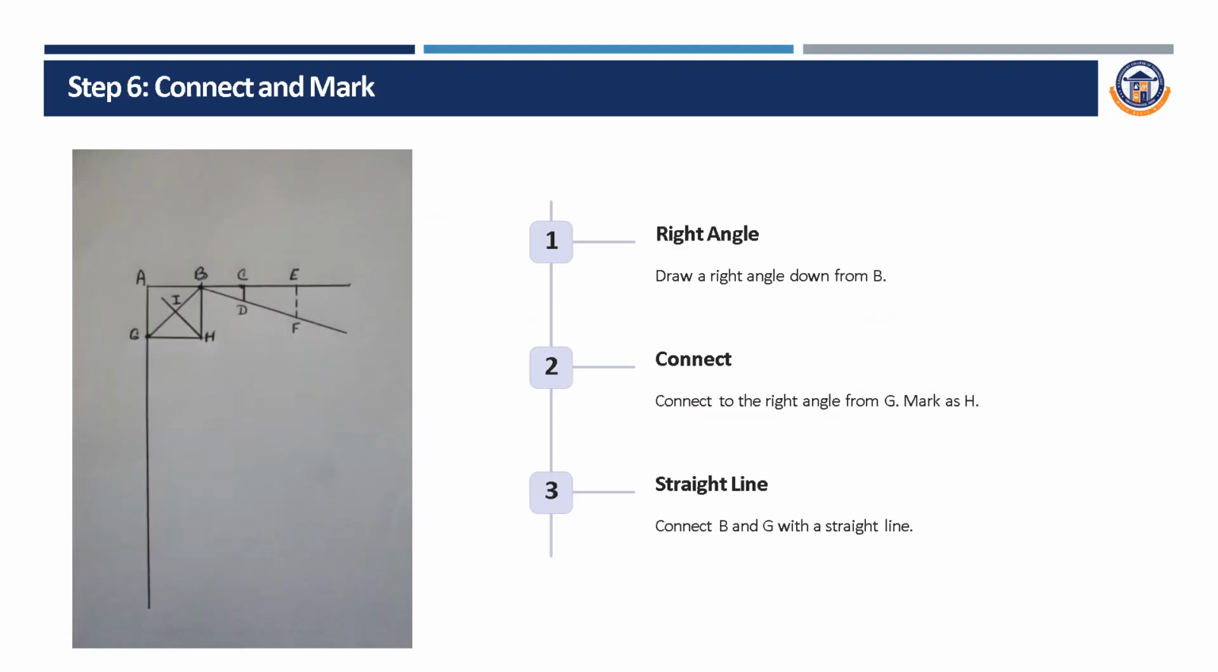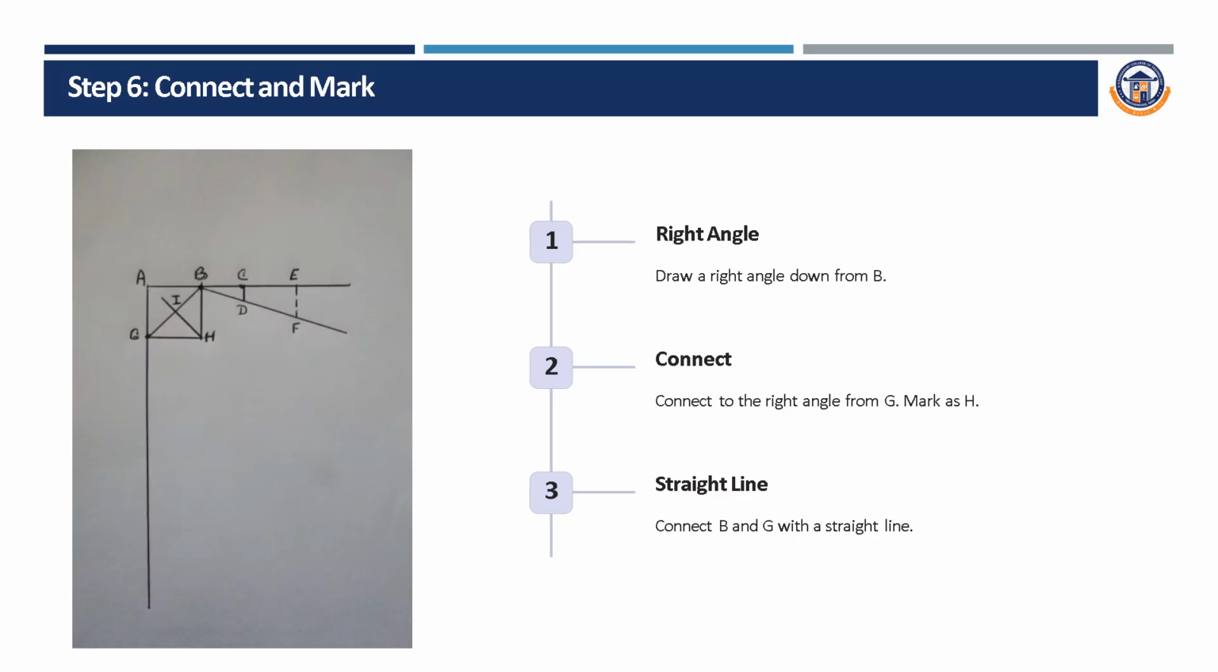Then step 6, connecting and marking key points. Draw a line downward from B to create a center front line. To create the center front, draw a right angle from B to make a center front guideline. So you make a straight line from this point. Then connect B to G with a straight line to establish the bust area. Like this, you draw a horizontal, sloped or straight line to connect these three points.